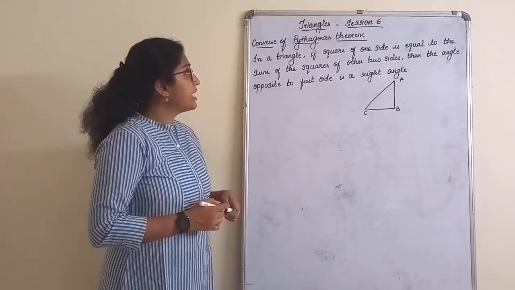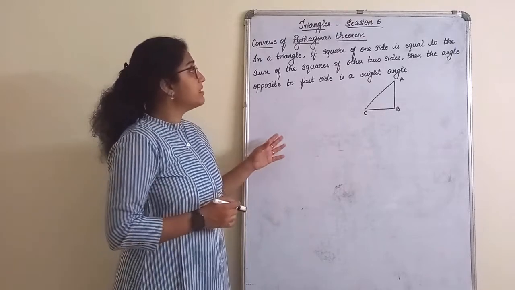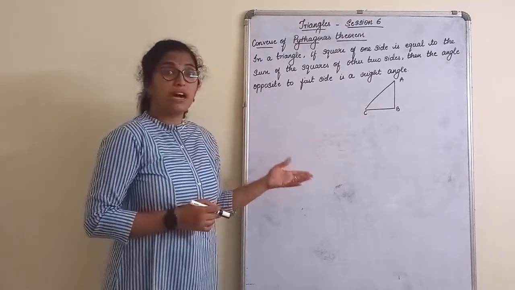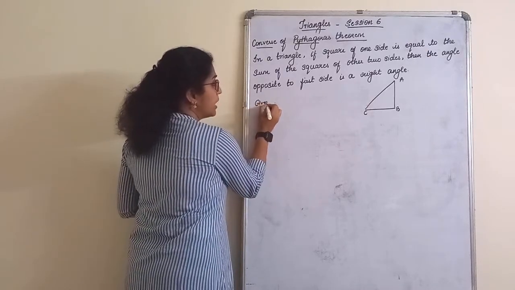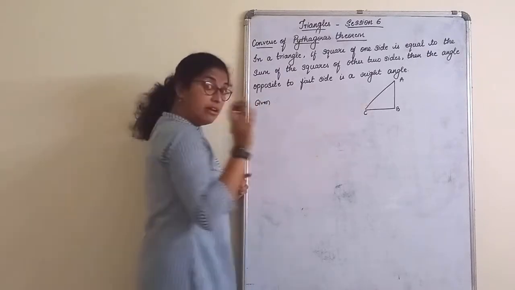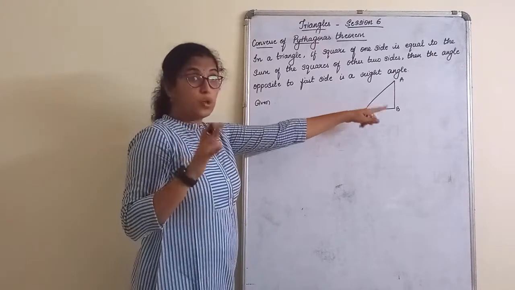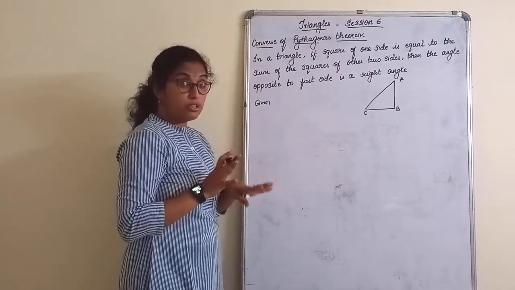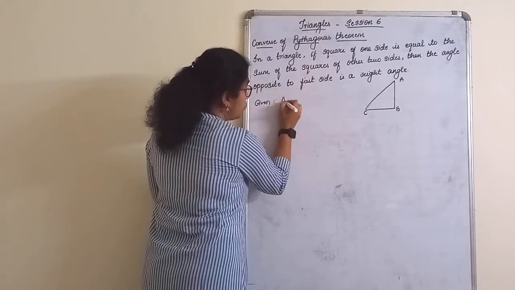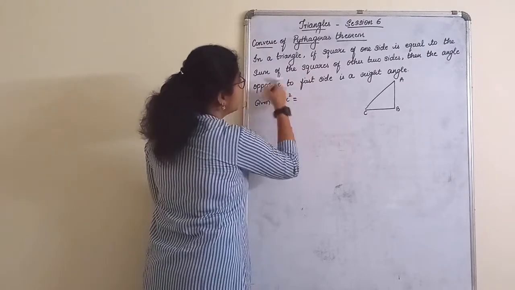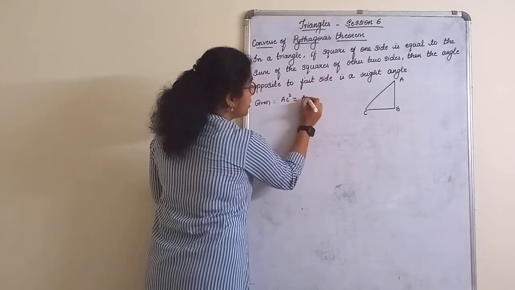In a triangle, if square of one side is equal to the sum of the squares of other two sides, that is, if I consider ABC is a triangle, though I have drawn it to look like a right angle triangle, but it is not a right angle triangle. In a triangle, if square on one side is equal to the sum of the squares of other two sides.